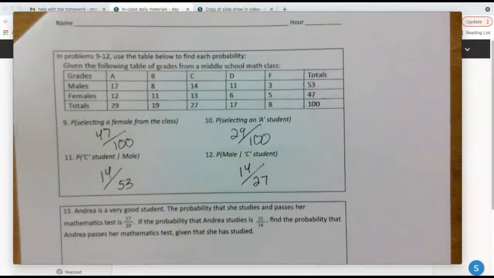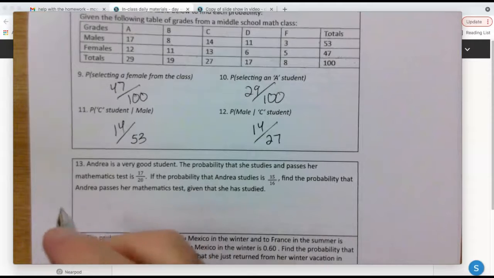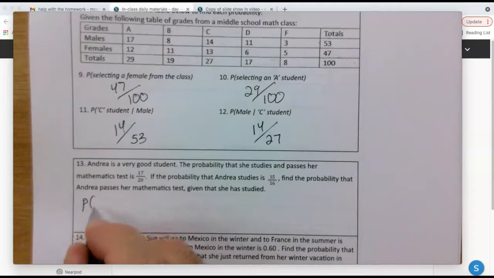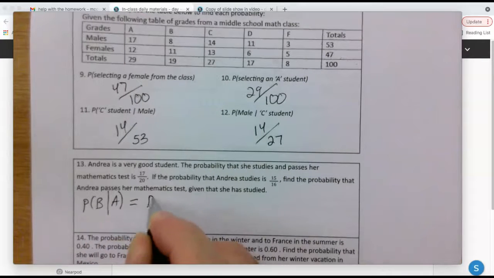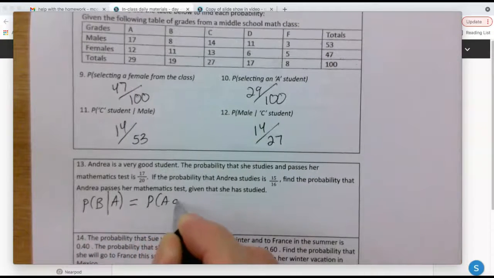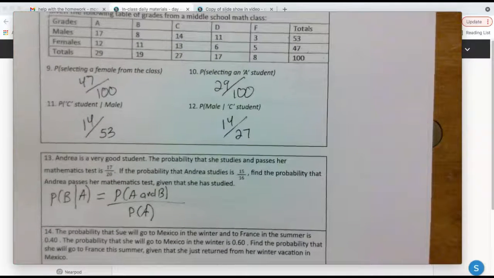Okay, next we use the formula. Again, the formula. The probability that B happens, given that A has already happened, is the probability that A and B happened, divided by the probability that A happened. All right, that's what it is. So the and goes on top.